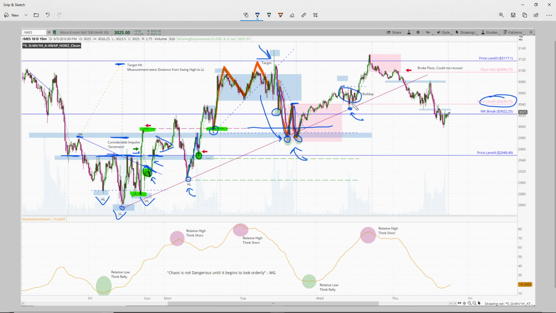So we come back down, boom, test the ceiling, and away we go. But this could have been your leading indicator here. We go swing high to swing low, and the bulls just can't hold it. The bulls can't hold this floor test. And this should have been a pretty good indicator. So now we're watching here.